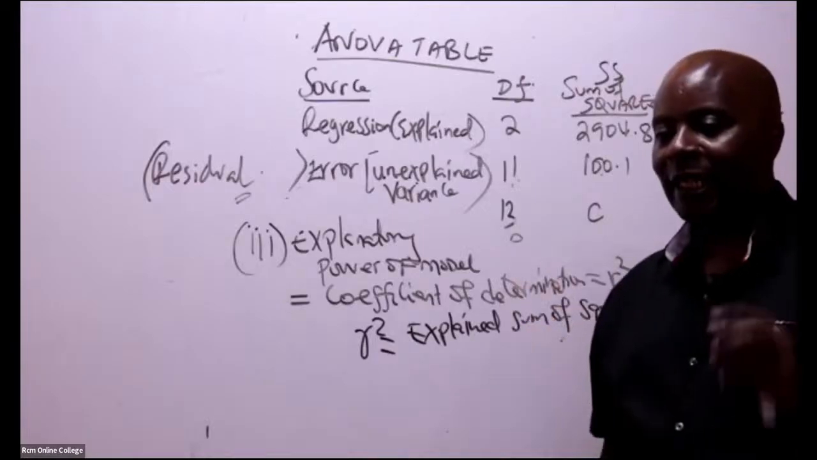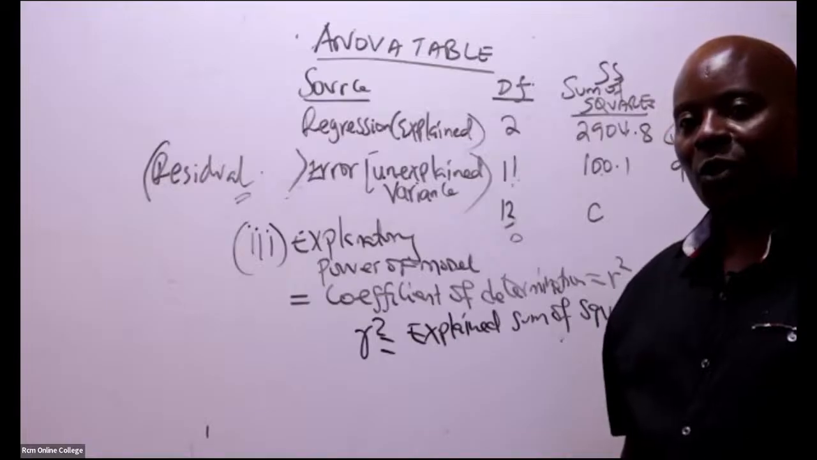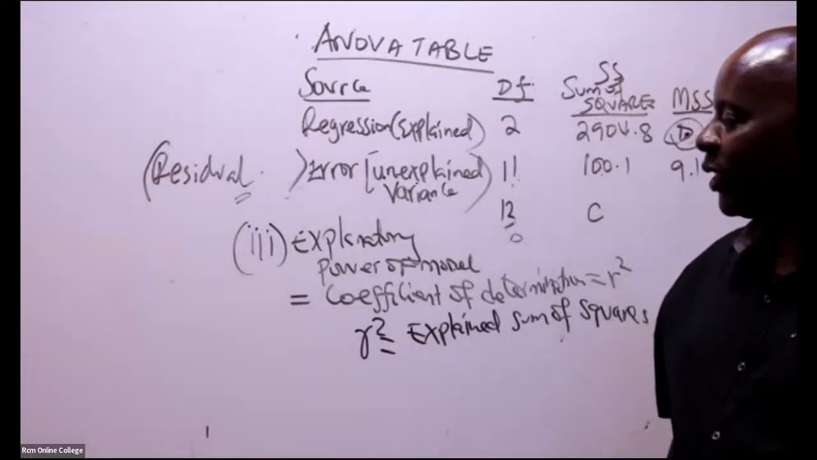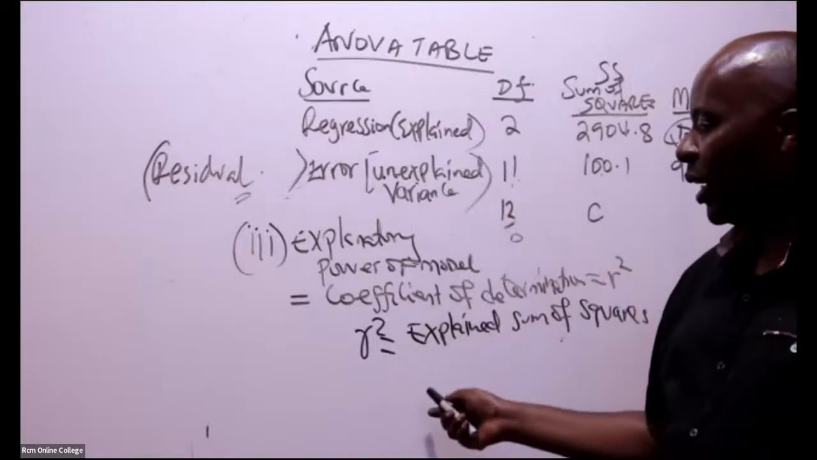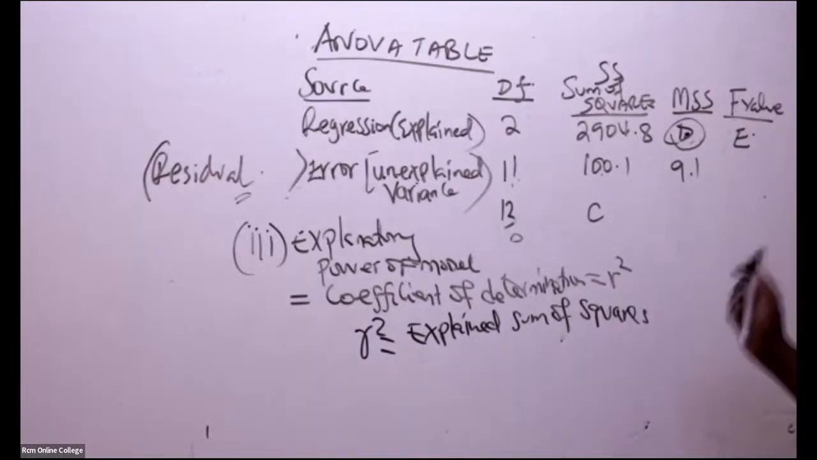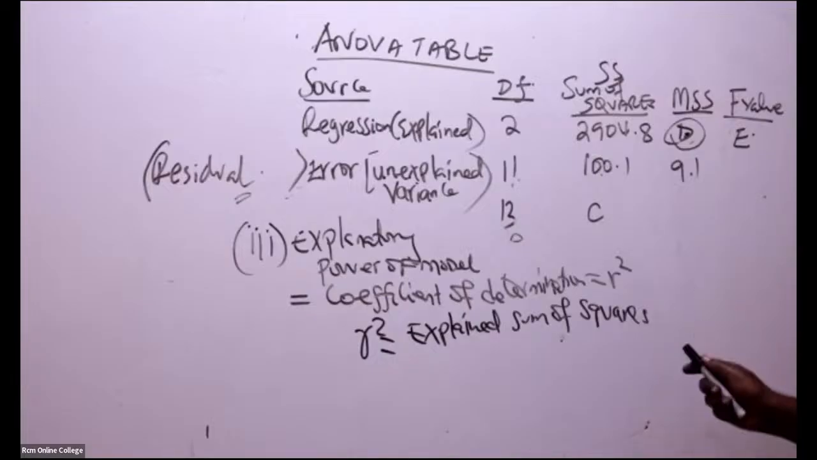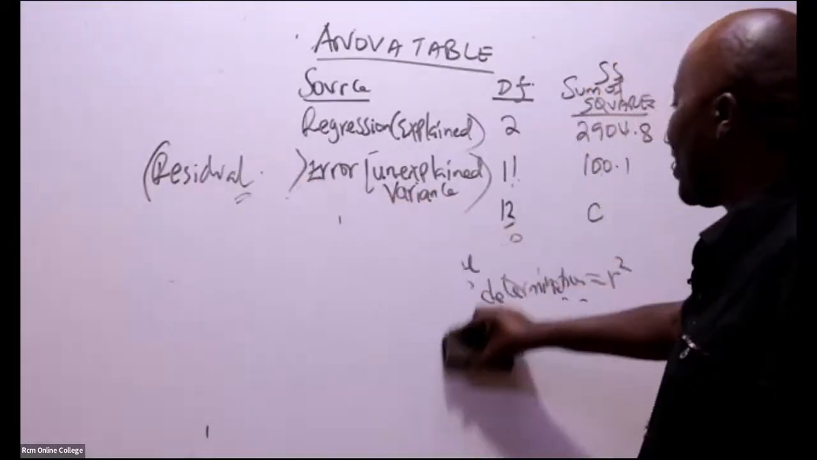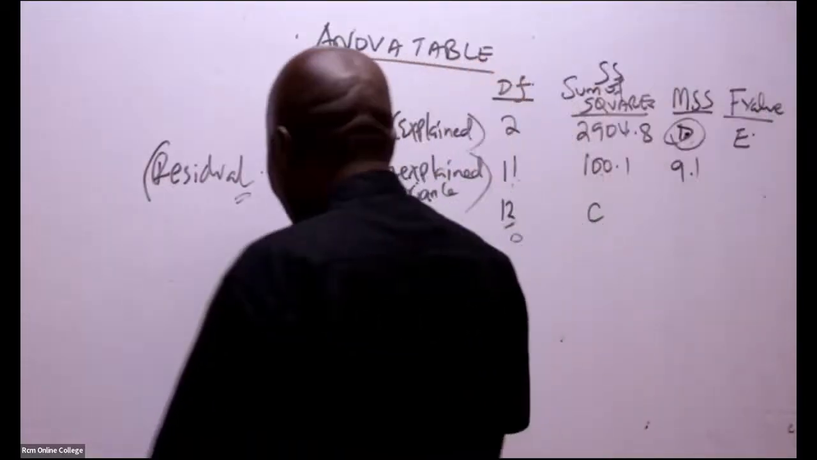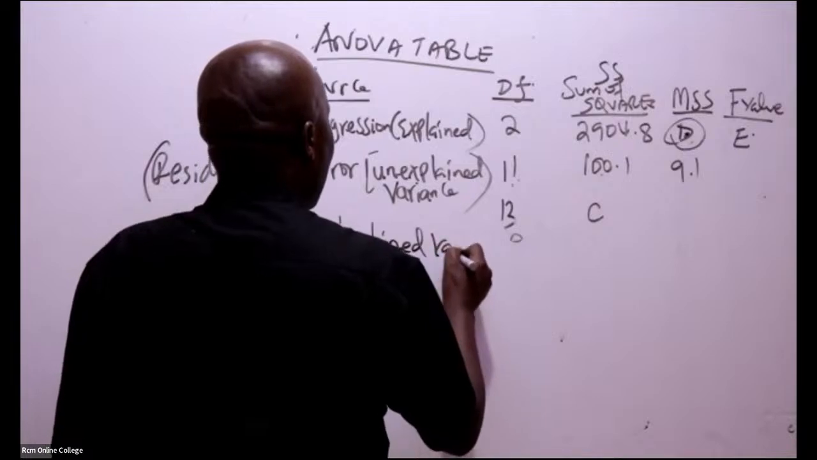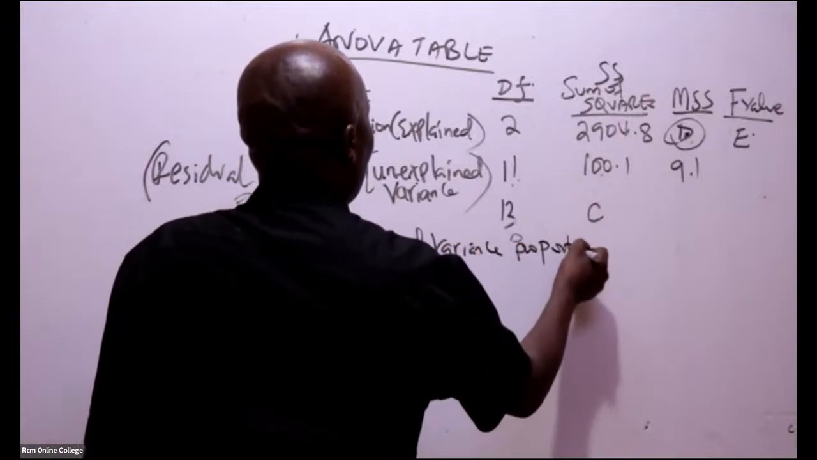So Roman 2 is already done. In Roman 2, they wanted us to give them the regression model or regression equation that we did a long time ago. Then now we have Roman 3. In Roman 3, they want us to give them the explanatory power of the model, which is also known as the coefficient of determination, which is R squared. R squared is the explained variance proportion.